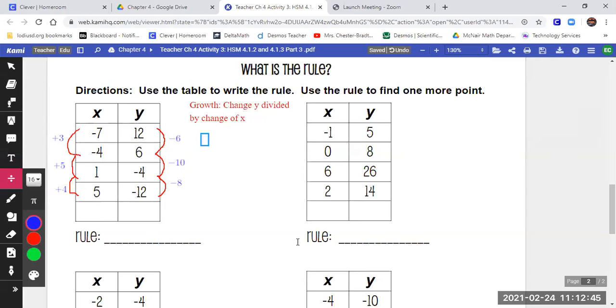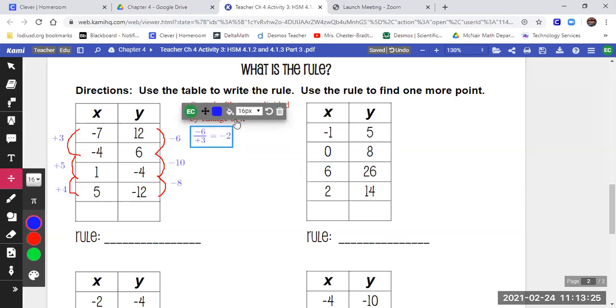So I'm going to go look at the first one. The first one was a -6 divided by, and I want that negative up on the, so you might have to move it. -6 divided by +3. What do we get? -2. Okay, so we got to go check the next one, because they all have to come out to be the same thing for it to be the growth.